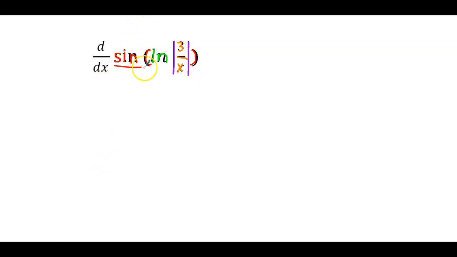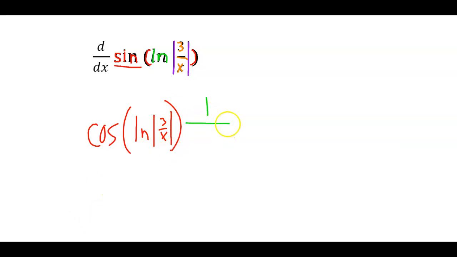So the derivative of sine is cosine. So when I do that, everything's going to stay exactly the same except for the outside piece. Next, we're going to do the derivative of ln. The derivative of an ln function is you do 1 over whatever's inside of it.